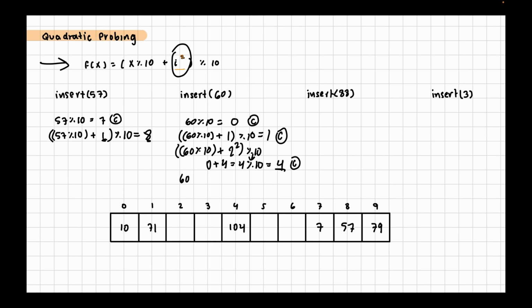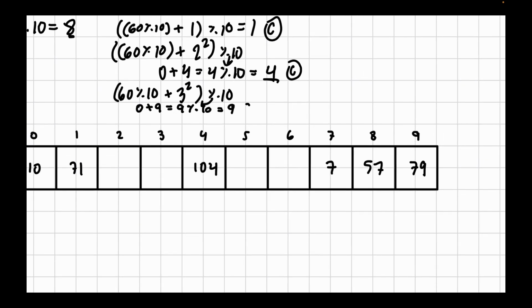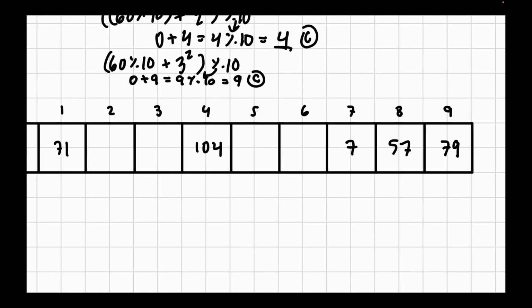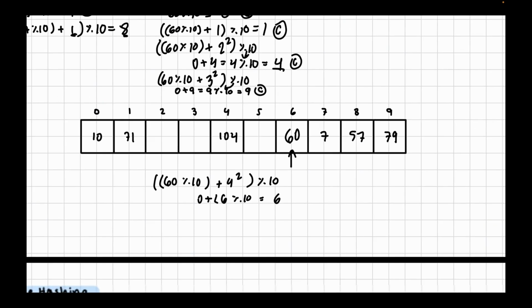So then we do 60 mod 10 plus 3 squared, that's 9, mod 10. So this is 0 plus 9, 9, mod 10, that's 9. Oh my gosh, that's another collision. So then we do 60 mod 10 plus 4 squared, that's 16, mod 10. So 16 plus 0 mod 10, that's going to be 6. We see finally, that's free. So we place 60 at index 6.